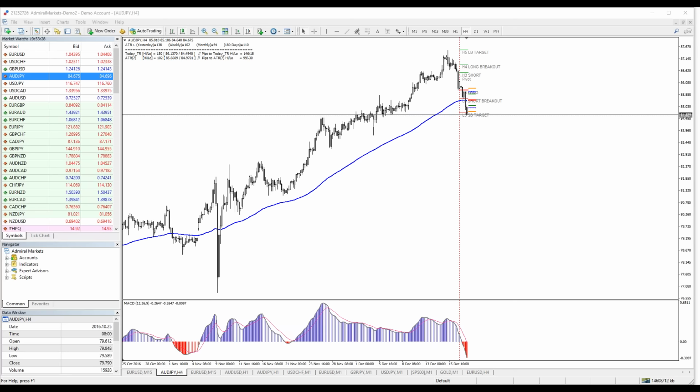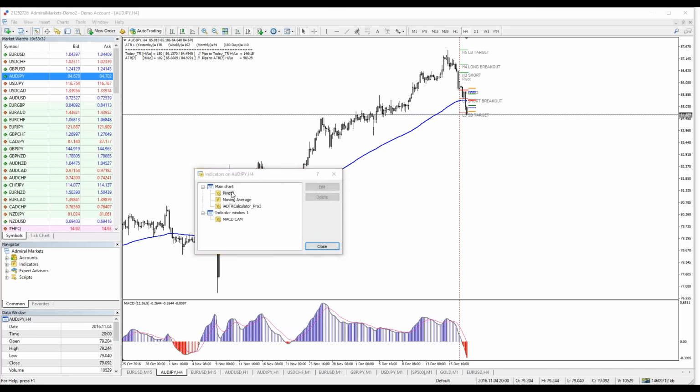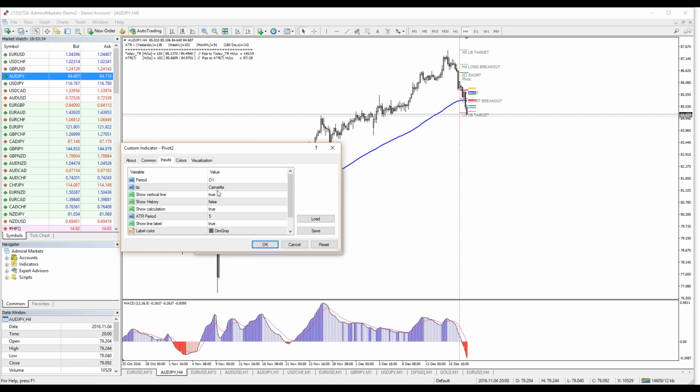Paul is asking, what is the input on the pivot 2 Indy? This is pivot 2 Indy. It can be a Camarilla type of indicator or classic pivot points. I use Camarilla pivot points.